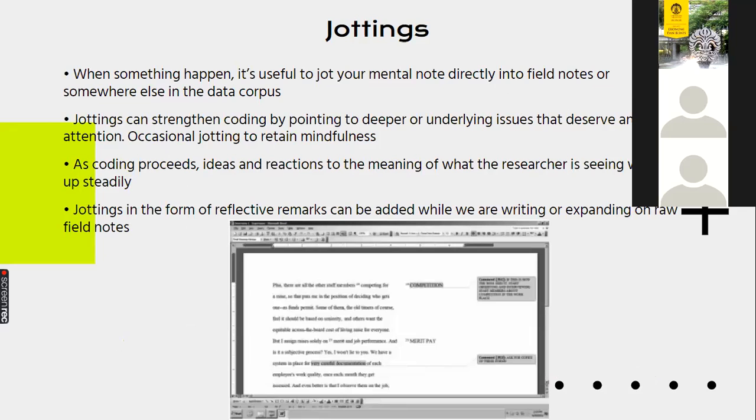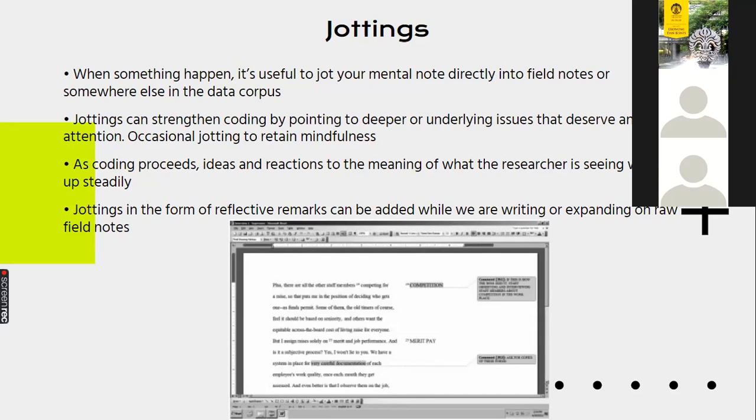When something like any of these examples arises, it's useful to jot your mental note directly into field notes or somewhere else in the data corpus. It may or may not be fodder for a deeper analytic memo, but at least it's in print. One convention is to distinguish the remark with italics to signal that it is of a different order from the data it comments on. Jotting can strengthen coding by pointing to deeper or underlying issues that deserve analytic extension.